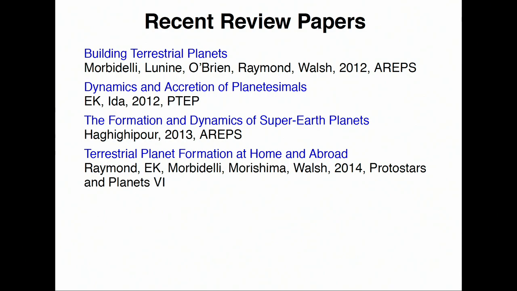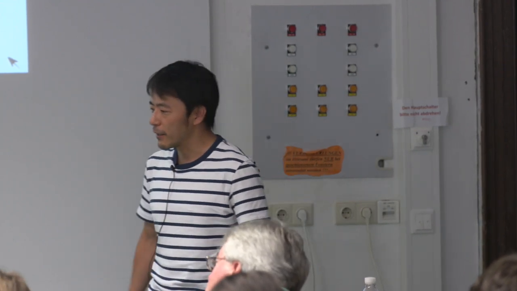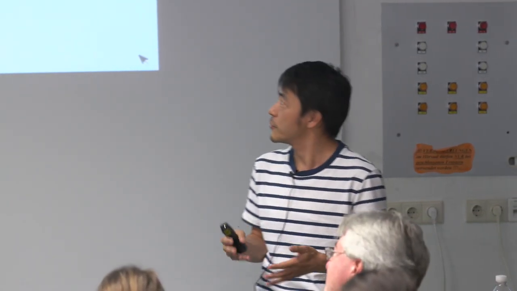These are about the formation of terrestrial planets, not only in the solar system, but in exoplanetary systems too. You can find this viewgraph on the net, maybe, later in this conference. Okay, so this is the outline of my talk. Let me start by introducing some important properties of terrestrial planets in the solar system. Then I'd like to explain the basics of the standard, or conventional, formation scenario.